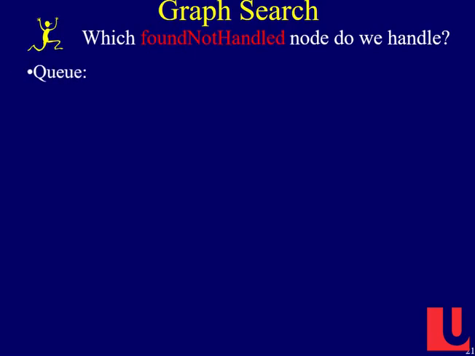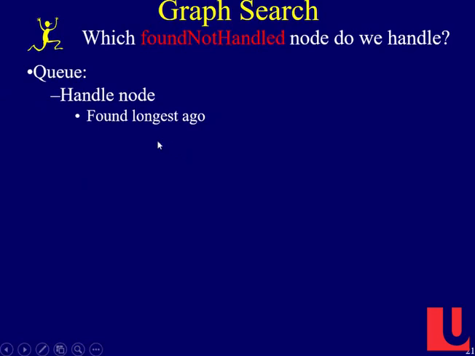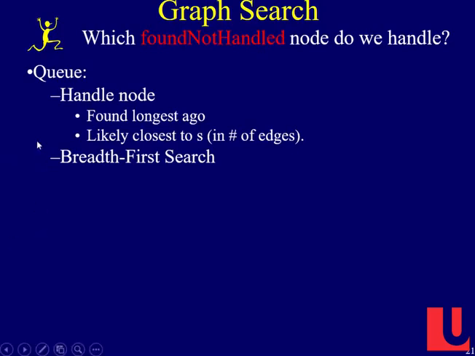So we could be putting them in a queue, and in a queue, what you do is the new guy gets put at the end of the line, and the guy at the front of the line gets used first, right? So it handles the node that was found the longest ago, the oldest node. And what's the advantage of grabbing the guy that's old? Well, he was found earlier. And why was he found earlier? Well, maybe he's closer to S, in counting edges. And that algorithm gives you breadth first search.